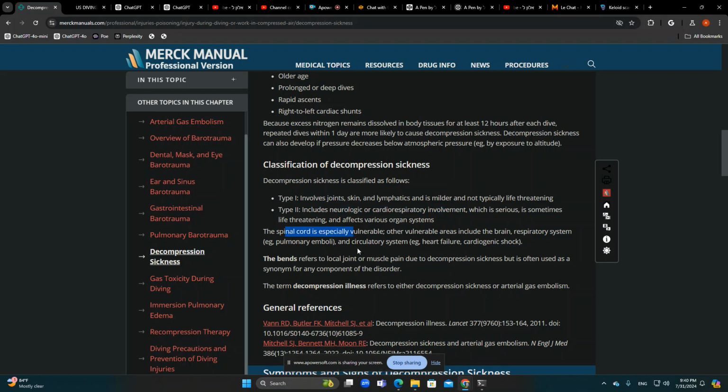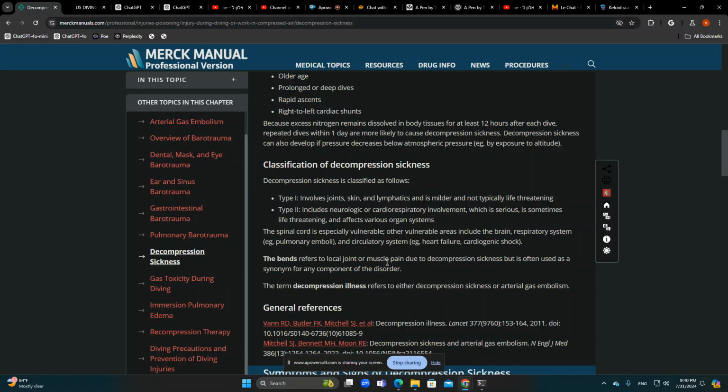The spinal cord can also be involved. The spinal cord is especially vulnerable to decompression sickness. Respiratory involvement can cause pulmonary embolism, heart failure, cardiogenic shock. There are many, many complications. Now, it can happen within minutes of ascending, especially the arterial gas embolism, or some hours after ascending.